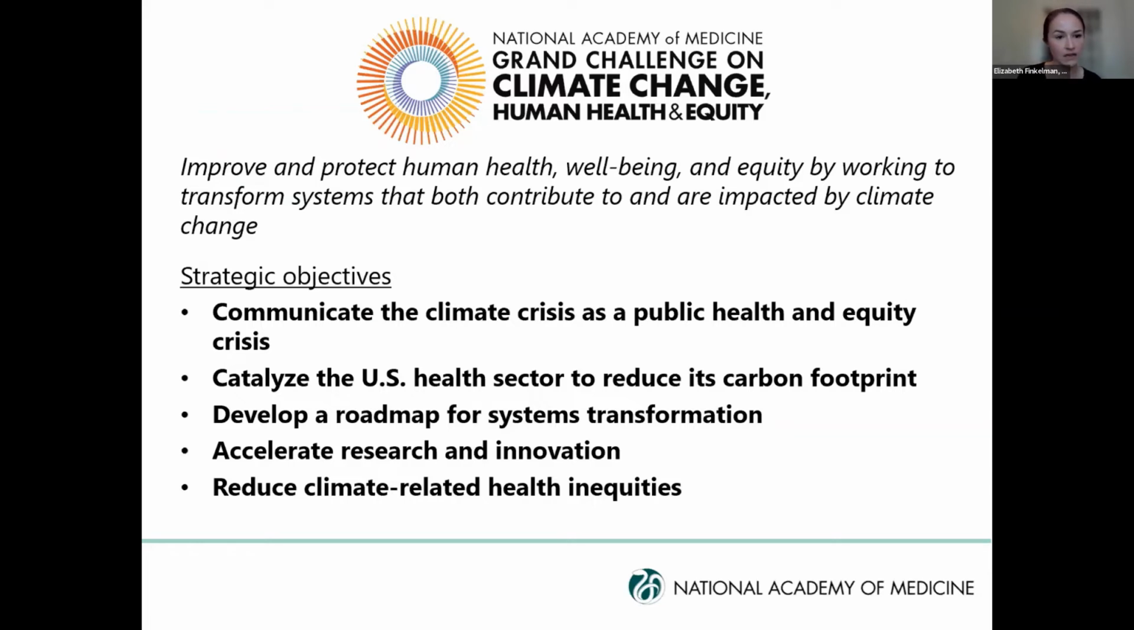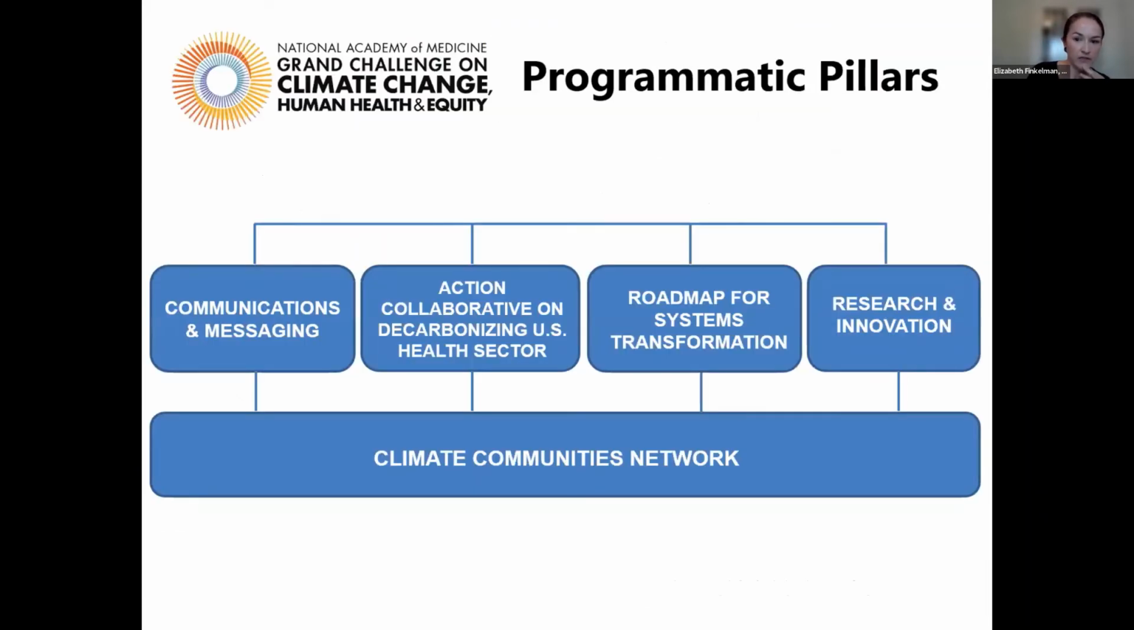The second, to catalyze the U.S. health sector to reduce its carbon footprint. The third, to develop a roadmap for systems transformation. Fourth, accelerate research and innovation at this nexus, and of course, reduce climate-related health inequities. And so these objectives correspond to a set of programmatic pillars of the initiative, which are described on the next slide. So if we go to the next slide, the first programmatic pillar focuses on messaging and communications.